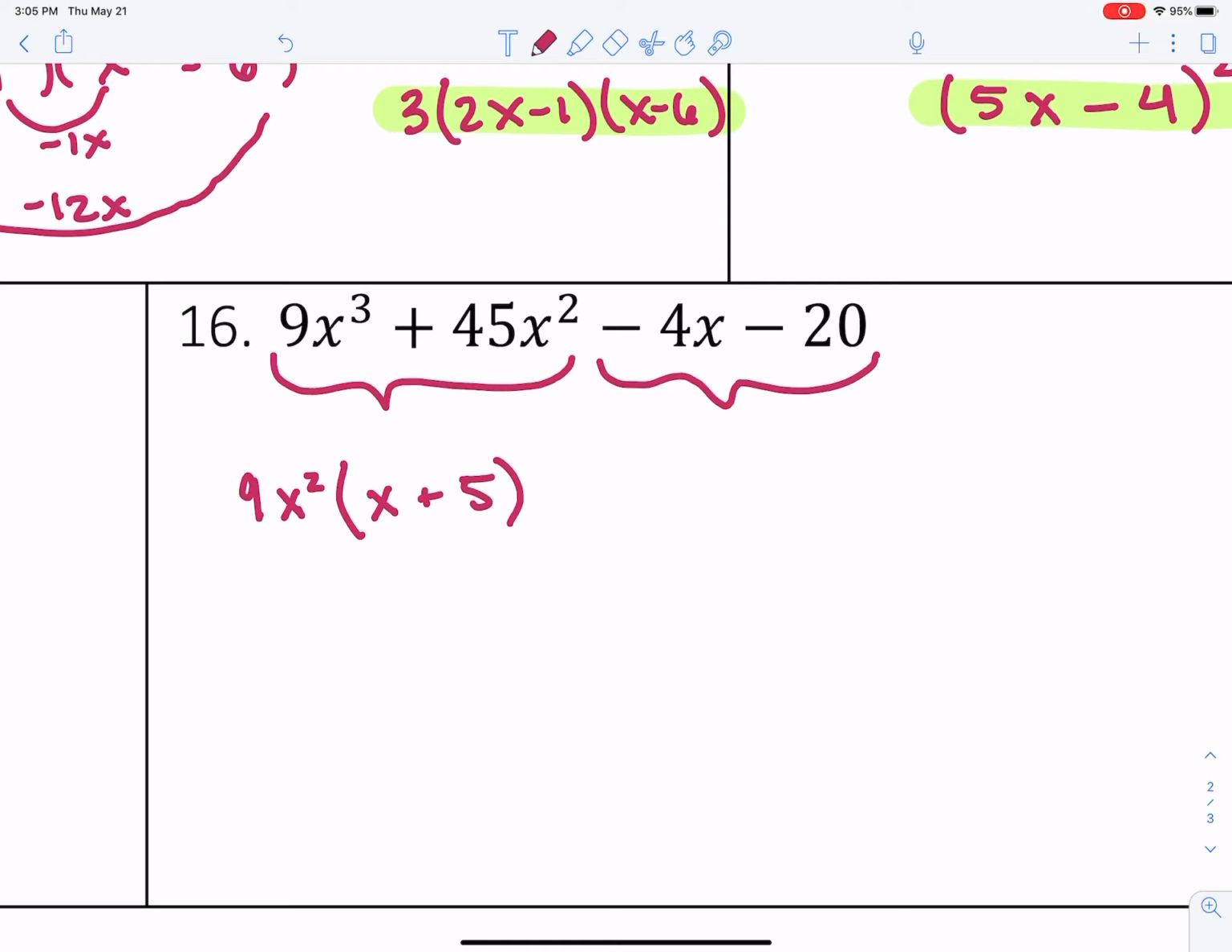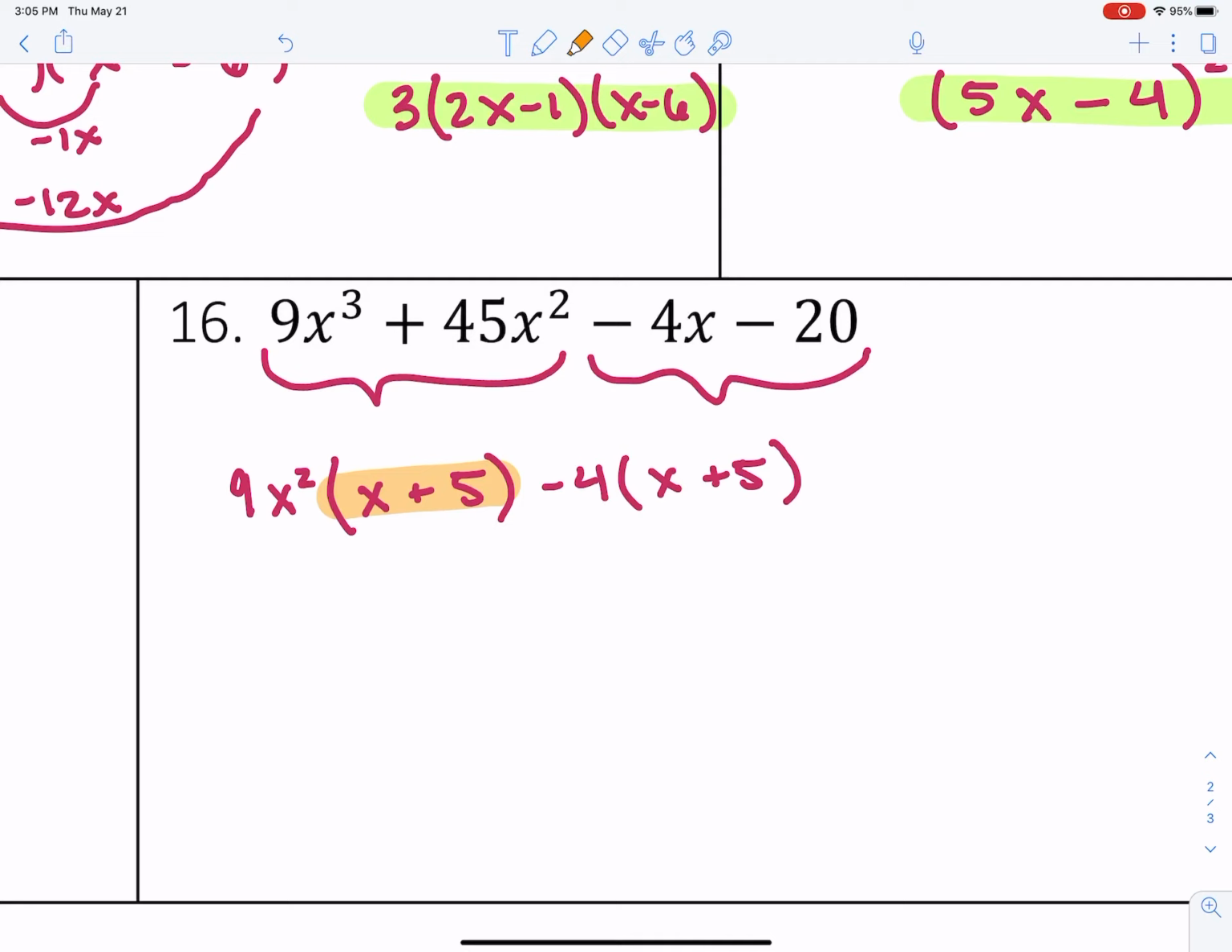All right, then we look at our second one. So we have a negative 4 for our GCF, x plus 5. And now we see that I have a GCF again. That GCF is that x plus 5. So we have x plus 5, and then you write what you're left over with. So 9x squared minus 4.